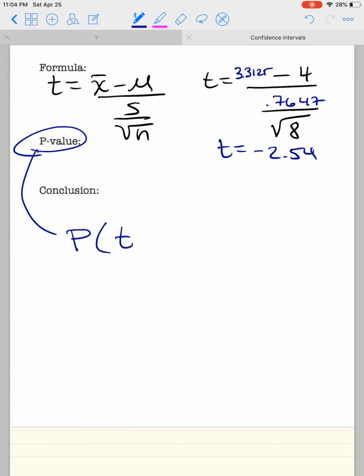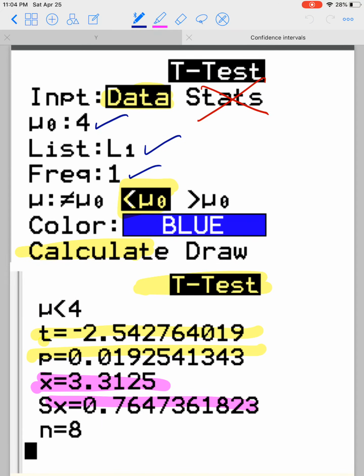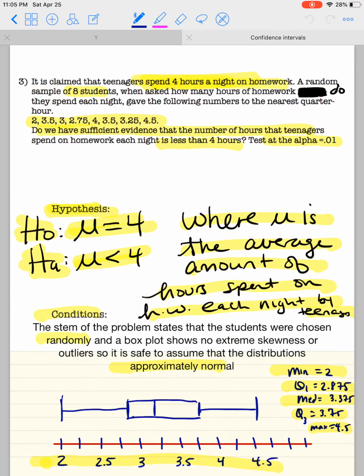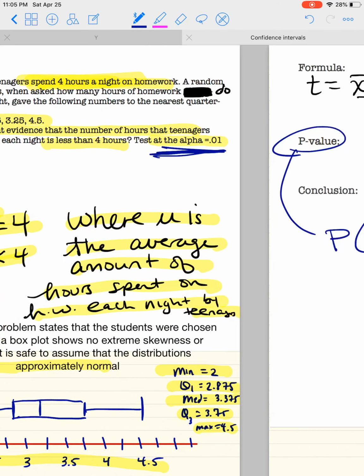P, t is negative, I want a less than. And this, I believe, is going to be very small as well. It's going to be this guy here, 0.0193. So let's make sure what alpha we're going to choose, because if it's 5%, we'll reject, but if it's 1%, we fail to reject. It's 1%.